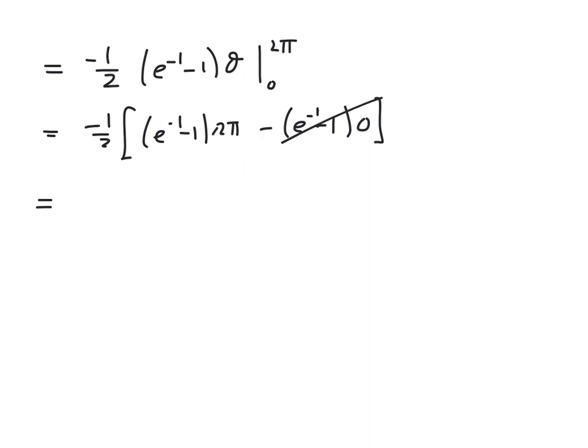In this case, the 2 and the negative 1/2 out front cancel, and so we're left with negative the quantity e to the negative 1 minus 1 times pi. Or if you would prefer, you could always write this as 1 minus e to the negative 1 times pi. Either one of these options is fine. But this integral was actually quite easy to compute using polar coordinates, whereas in standard coordinates, it's impossible to compute.